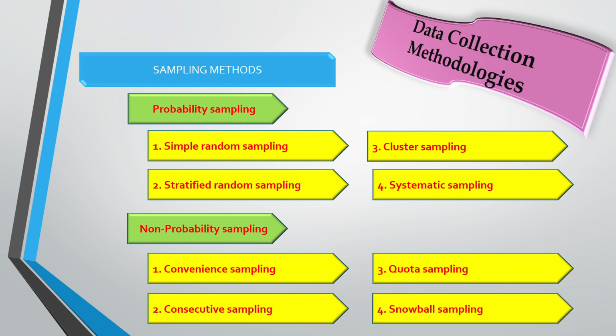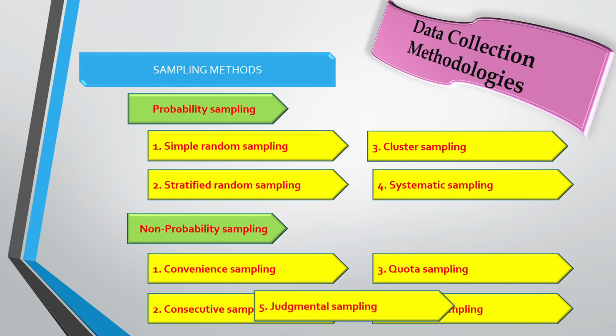For the fourth one, we have snowball sampling. Snowball sampling is conducted with target audiences which are difficult to contact and get information from. So it is popular in cases where the target audience for research is rare to put together.